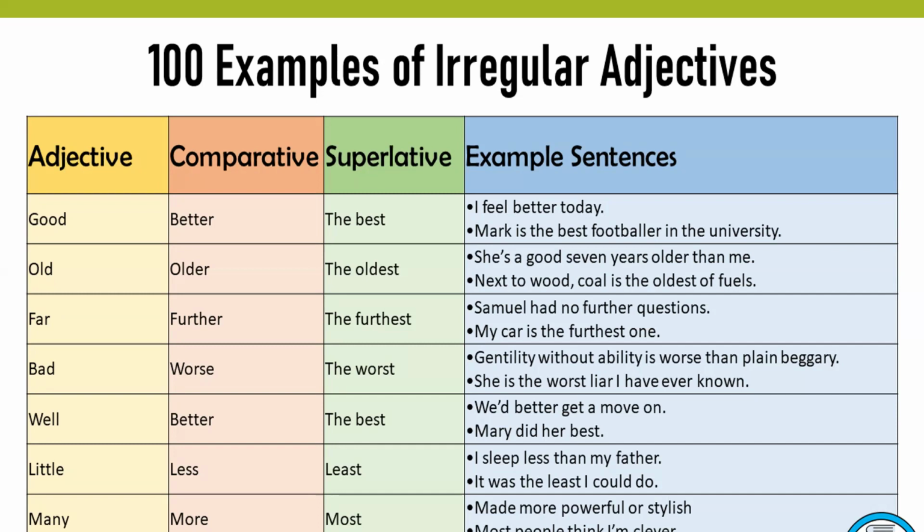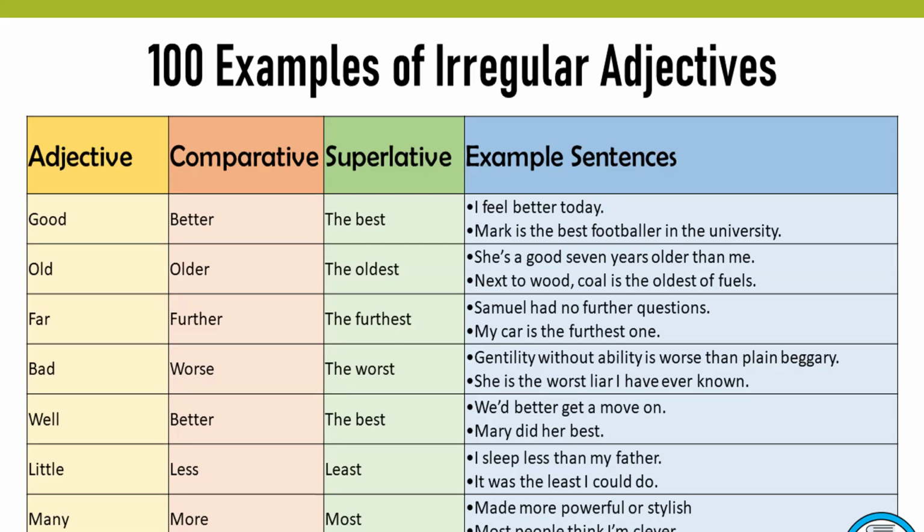"Next to wood, coal is the oldest of fuels." Oldest means among fuels, coal is the oldest. Further: "Samuel had no further questions," meaning no extra questions. Farthest denotes distance: "My car is the farthest one." Worse: "Gentility without ability is worse than plain beggary." "She is the worst liar I have ever known." She continuously speaks lies. She is the worst liar I have ever known.